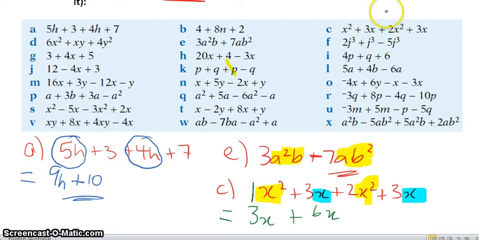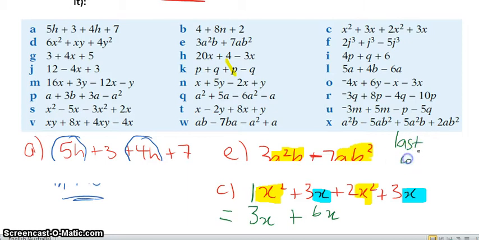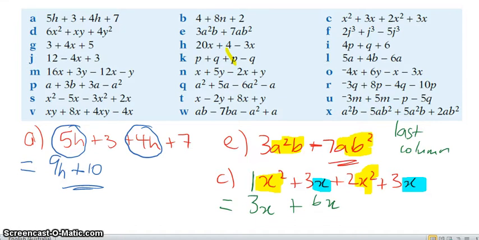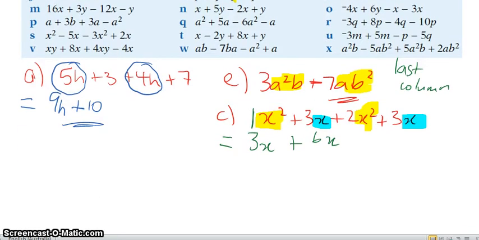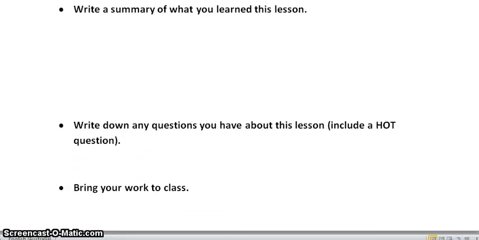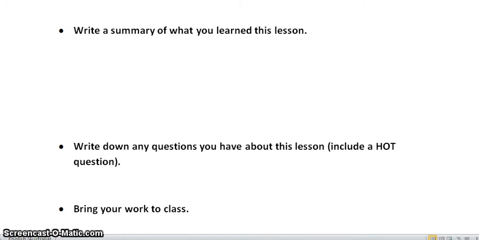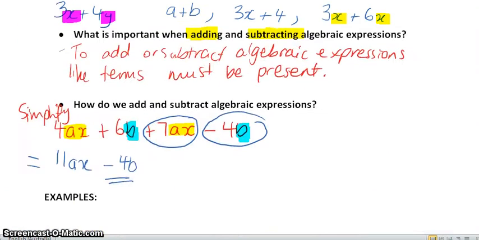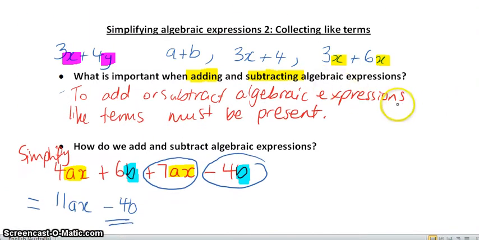I would like you to have a go at the last column for homework, and if you want to do more, but that is the minimum I'll be checking. That's how we add and subtract algebraic terms, by collecting like terms. You've got to be really careful with the signs. Tell me what you learned this lesson, any questions, as well as a hot question. Maybe you can make up a really hard, high order thinking question that gets us to really think about what we would need to simplify. And then bring your work with you to class. We've looked at how to simplify more complex algebraic expressions. See you soon.